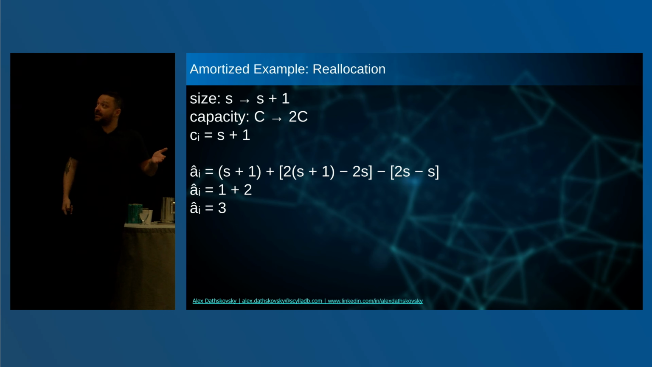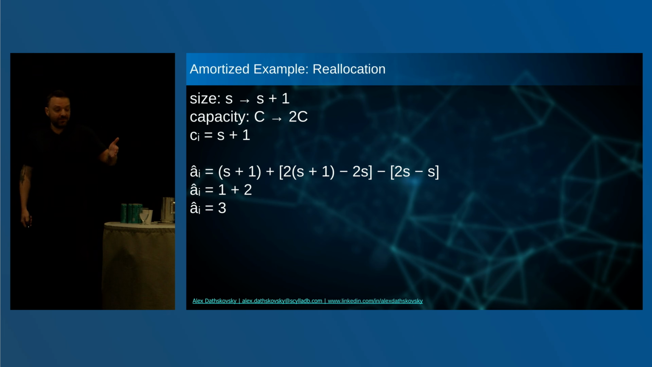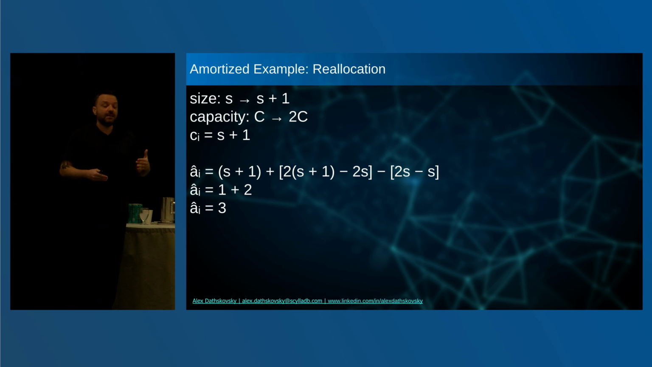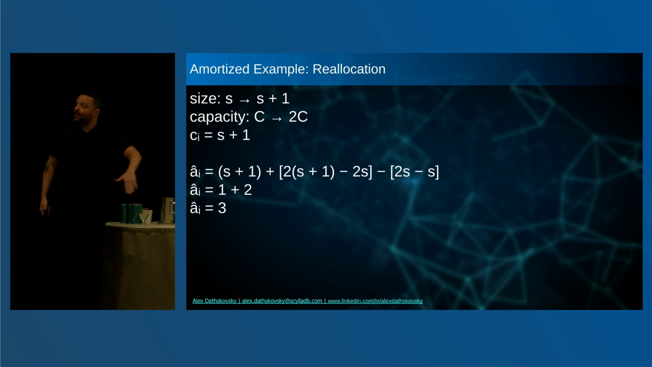Now let's look at the reallocation case. The size S becomes S plus 1, just as before, but the capacity is multiplied by 2, and we pay S plus 1 for the cost function. If we assign all the values, we will get 3 again. How great is that? Everything is constant.